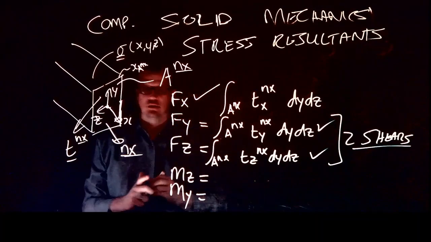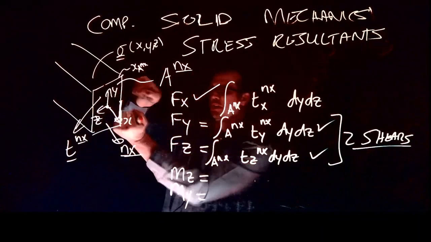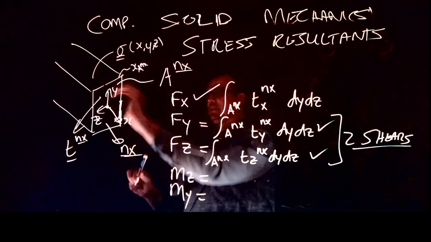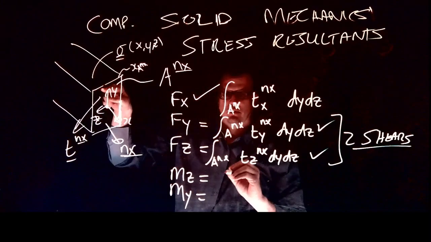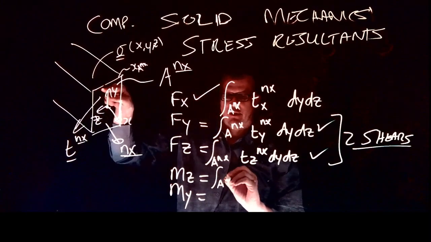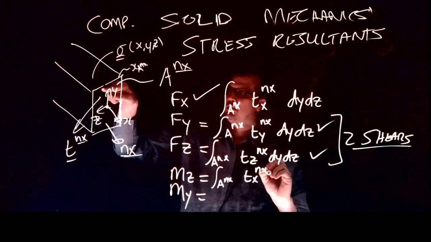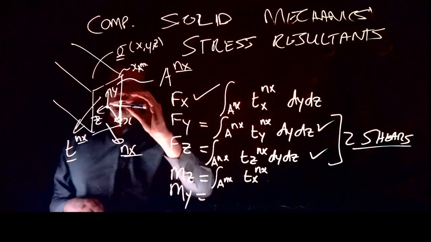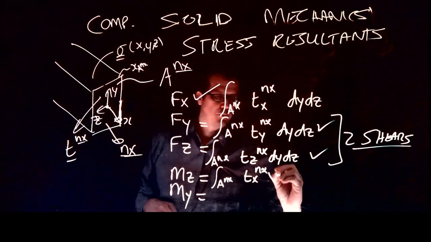If I want to do pushing and pulling around the z-axis, so it's bending around this axis, I'm looking at the x component. The integral of the face area is not going to change. I'm going to be looking at the x component of the traction vector multiplied by the arm, y, before I integrate.